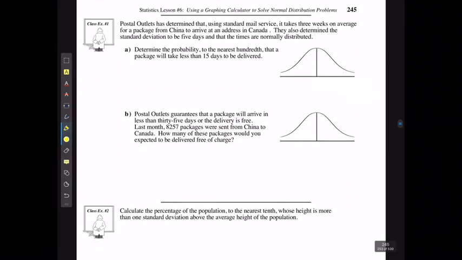So if we're going to try this, here is what we're going to put into our calculators. Postal outlets have determined that using standard mail service, it takes 3 weeks on average for a package from China to arrive in Canada. They also determined the standard deviation to be 5 days, where it's normally distributed. Be careful, because here it says weeks, and here it says days. I'm going to change this from 3 weeks to 21 days.